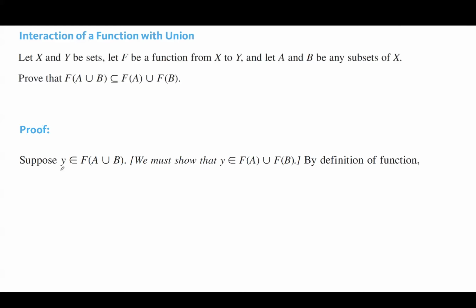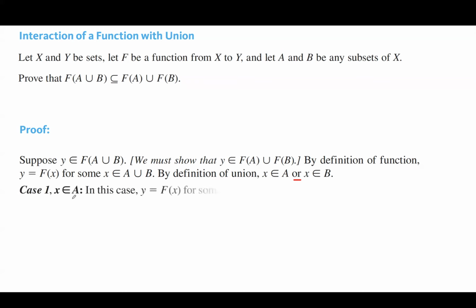So let us take y in f of A union B. We need to show that this y lands in the union of these two sets. Well, by the definition of function, since y belongs to f of A union B, y is equal to f of some x value, and those x values land in the union of A and B. Well, by the definition of union, it means that x is in A or x is in B.